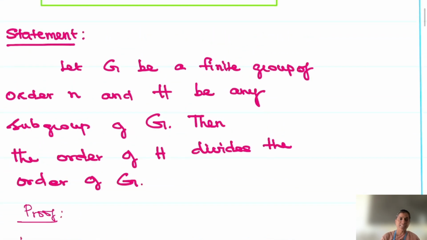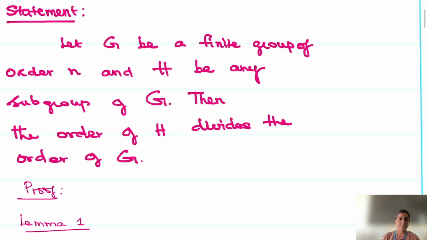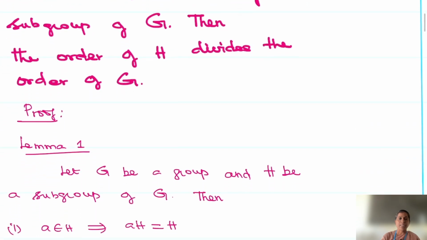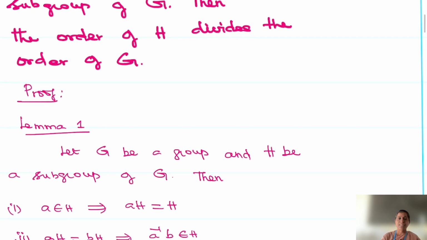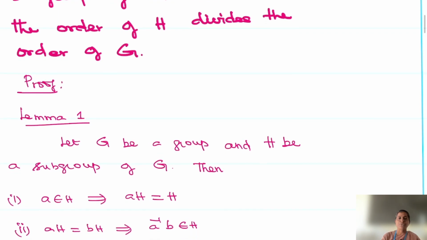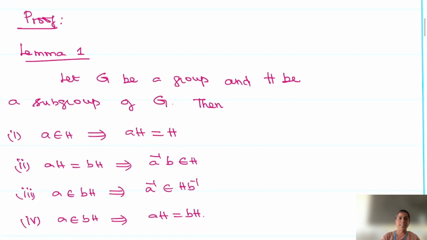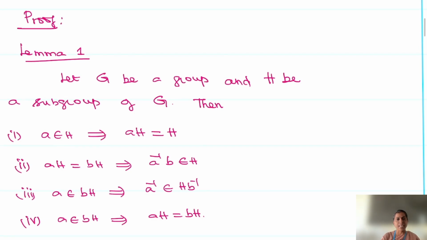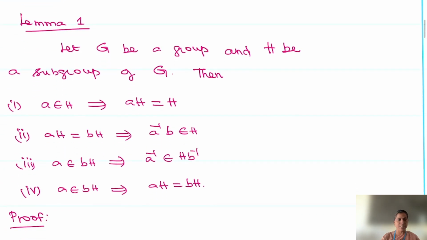To prove this, we need three lemmas. First, we see lemma 1. Let G be a group and H be a subgroup of G. Then we have to prove four results. A in H implies AH is equal to H. AH is equal to BH implies A inverse B in H. A in BH implies A inverse in HB inverse. A in BH implies AH is equal to BH.